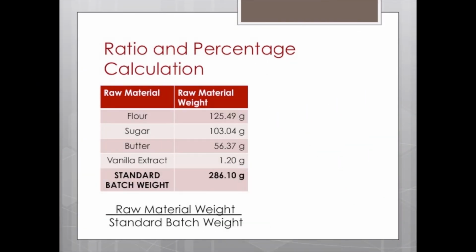In this example, the hypothetical recipe has 4 ingredients and the standard batch weight is 286.1 grams. For the weight percentage of flour, 125.49, which is the standard raw material weight, is divided by 286.1. The ratio is calculated to be 0.4386, which is then multiplied by 100%. The weight percentage of flour in this recipe was calculated to be 43.86%.